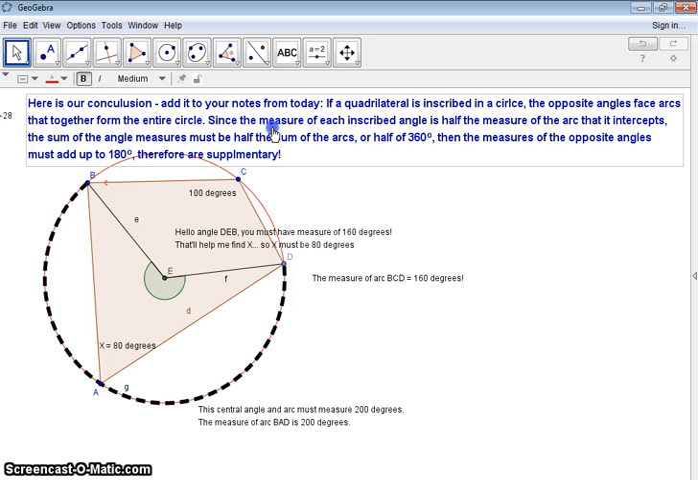If a quadrilateral is inscribed in a circle, and I'll fix that typo, the opposite angles face arcs that together form the entire circle. Since the measure of each inscribed angle is half the measure of the arc that it intercepts, the sum of the angle measures must be half the sum of the arcs, or half of 360. Then the measures of the opposite angles must add up to 180, therefore are supplementary. Now remember, this isn't true for just any quadrilateral, but it will be true for quadrilaterals that are inscribed in a circle.